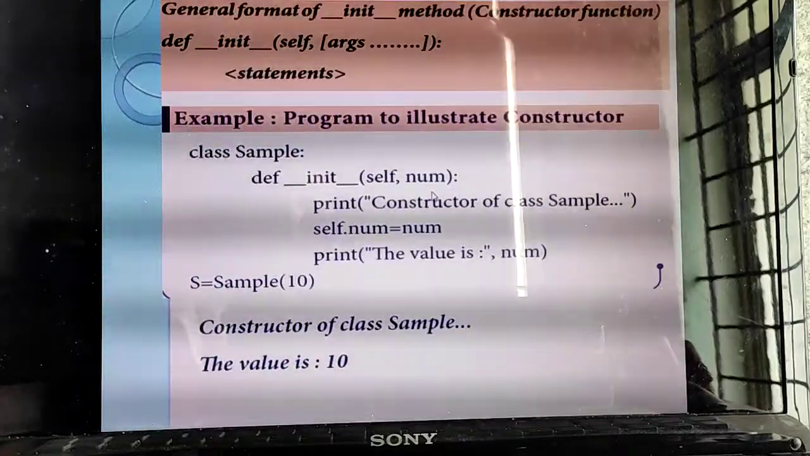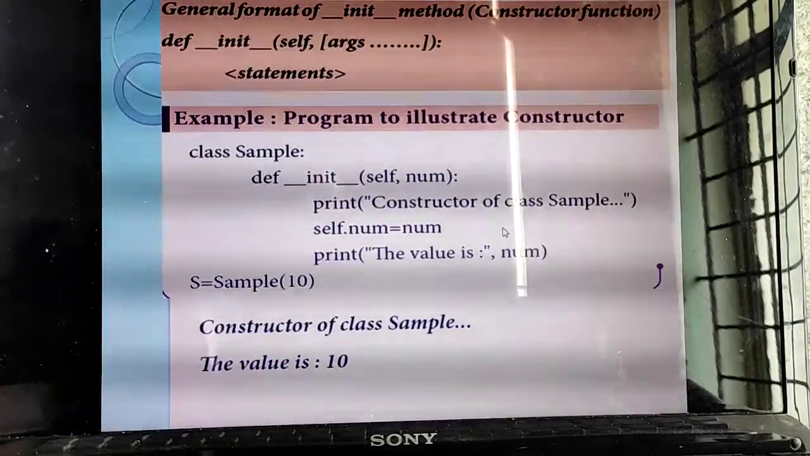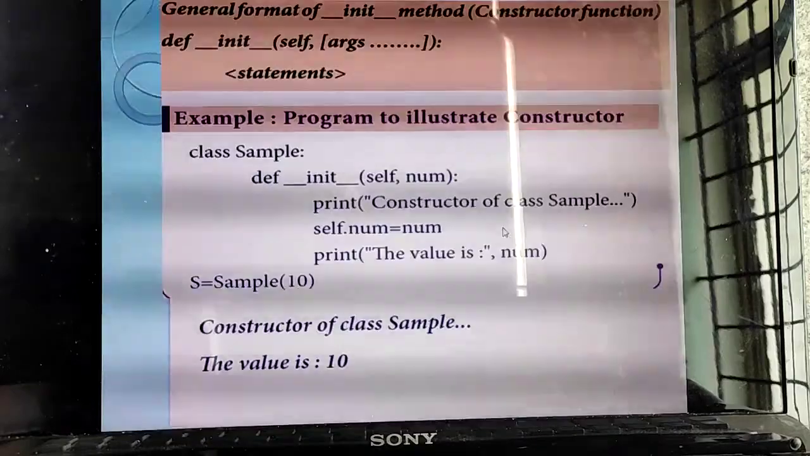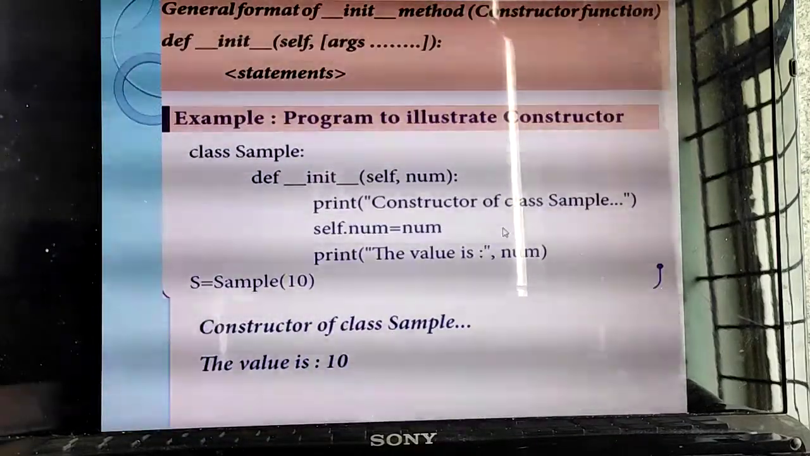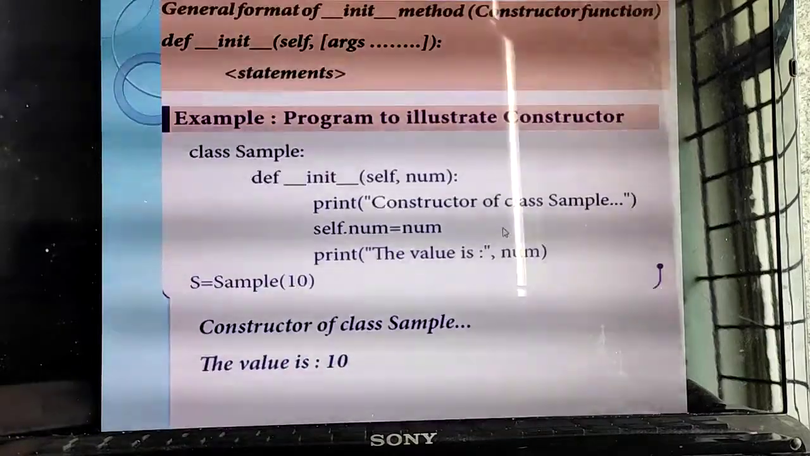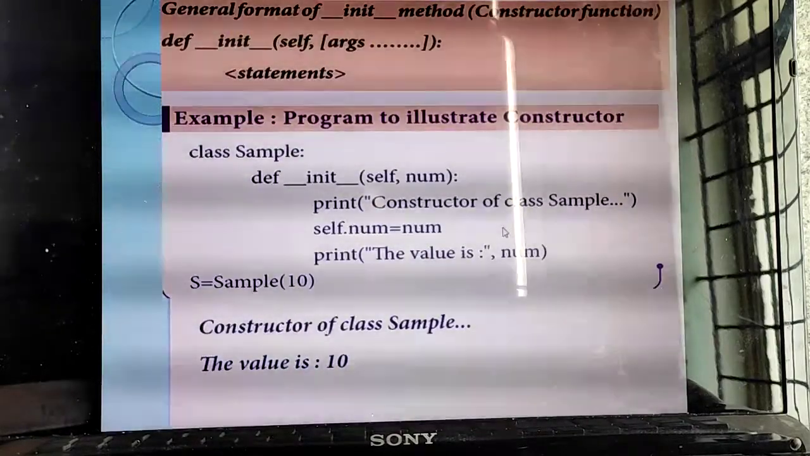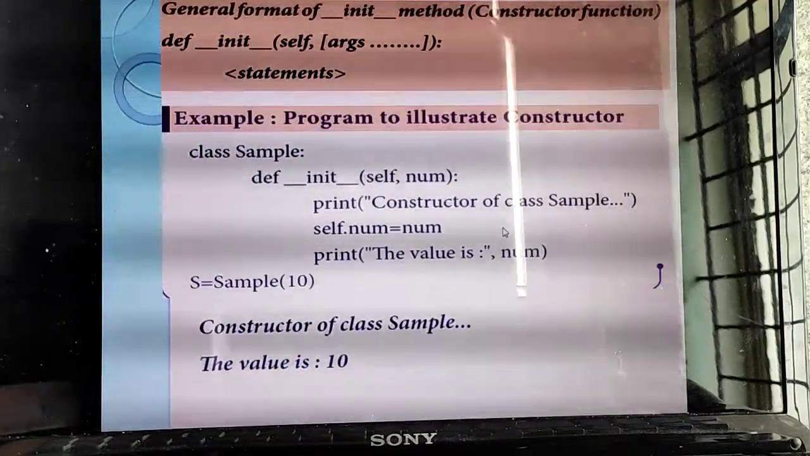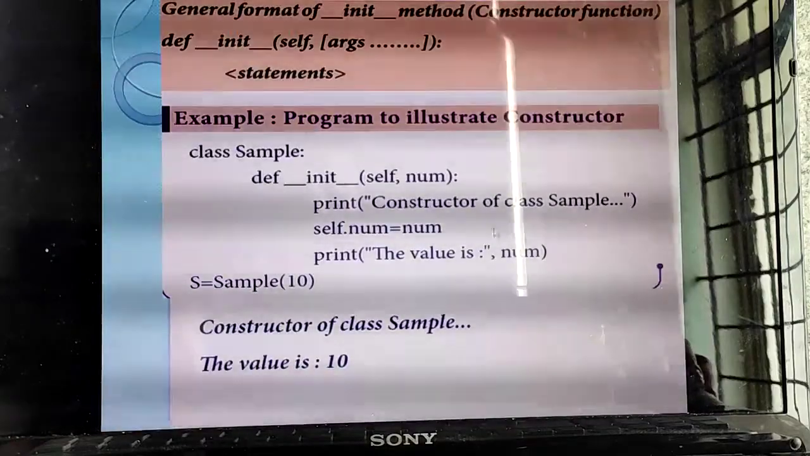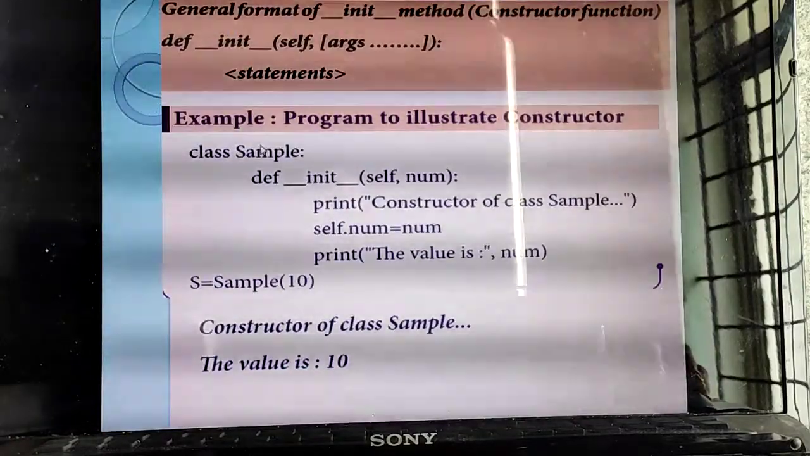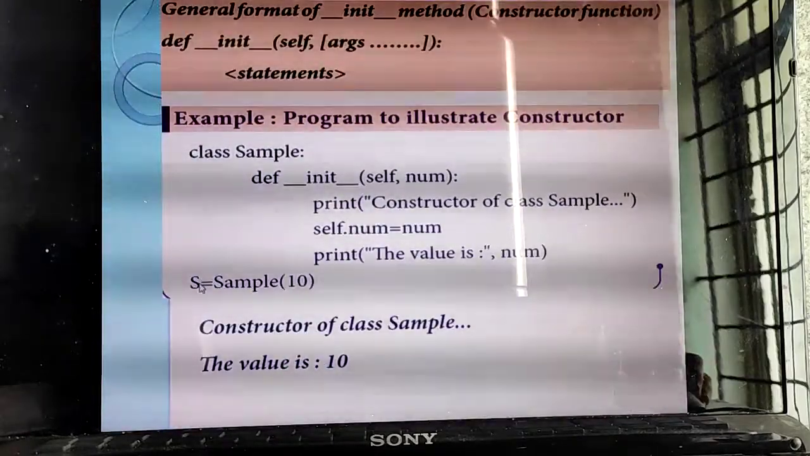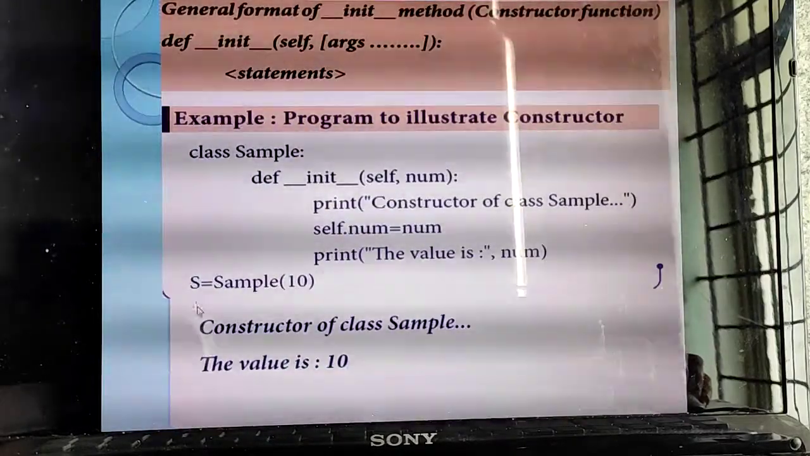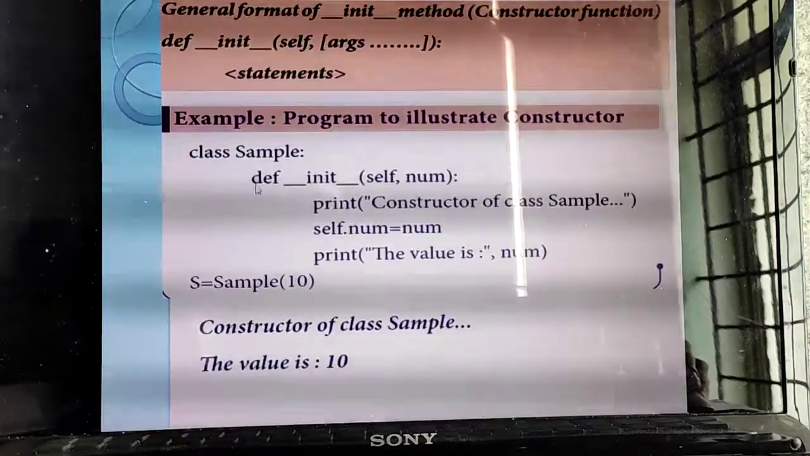So already you have studied in constructor, the constructor will execute immediately whenever the object of the class is created. So you should create the object for the class. Understand? So what's the class name here? Sample. So you should create an object for the class sample. What's the object you are using here? Yes. S equal to what's the class name?